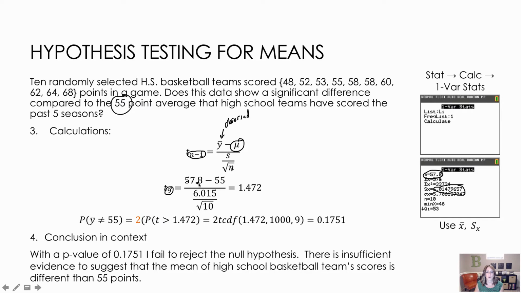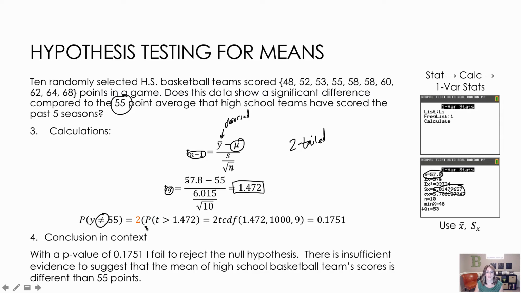So 57.8, which is my observed, minus 55, my expected, and then I'm just calculating my t. This is my test statistic of 1.472, and just like always, that tells me how many standard deviations away from the mean my value is. Now this, as we know, because it's not equal to, is two-tailed.